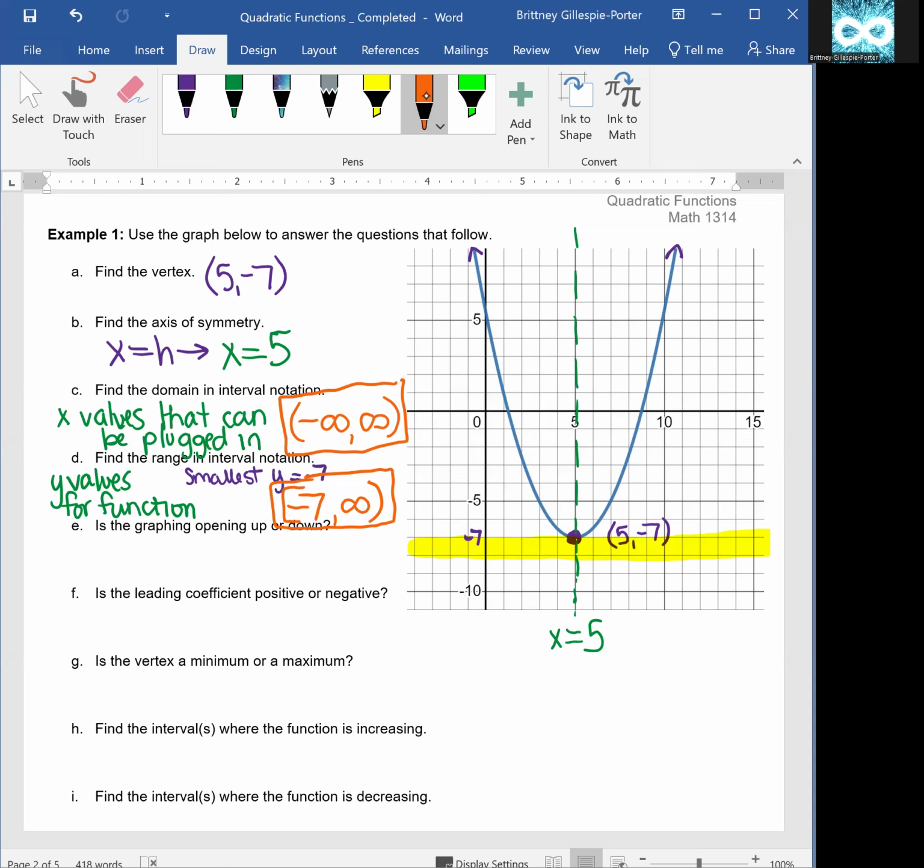Okay, graph opening up or down, looks like we are smiling. Our arms are pointing up, which means that the graph opens up. They ask if the leading coefficient is positive or negative. Well, if we're going up and the corners of our mouth are going up, so we're smiling, that means we're happy, we are positive. The vertex being a minimum or maximum. Remember that minimum is the lowest point, maximum is the highest. Here, because our vertex is at the very, very bottom, that means it's going to be a minimum.